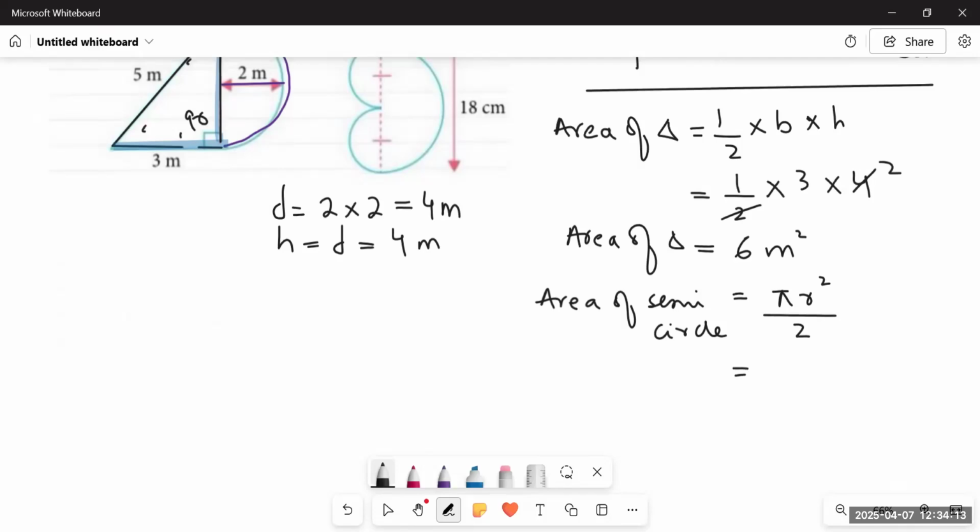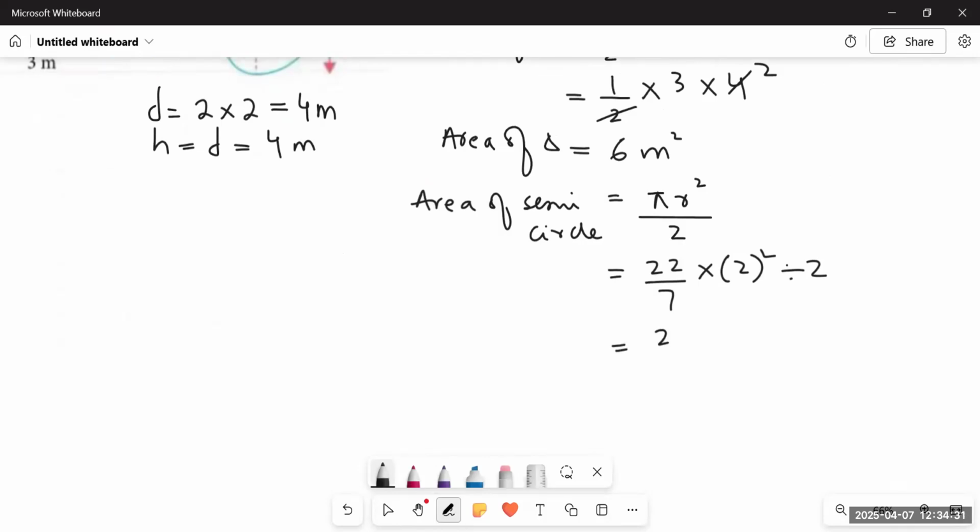What are we going to do? We will write it as 22 upon 7 multiplied by the radius, which is given as 2, squared, divided by 2. You can write it as upon 2 or divided by 2. It means the same. So it would be 22 upon 7 multiplied by 4, and I will change this division sign to multiplication and the 2 will be reciprocated as 1 upon 2. So we can simplify it over here and it would be 44 upon 7. If you simplify it, 7 sixes are 42. So it would be 6 whole 2 upon 7, right?